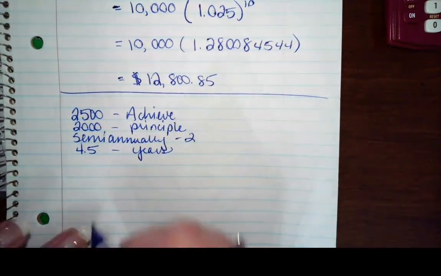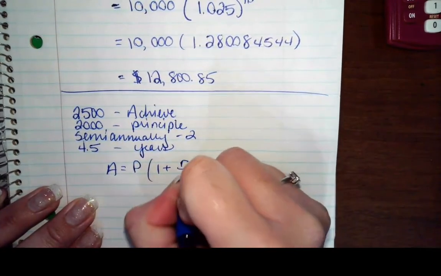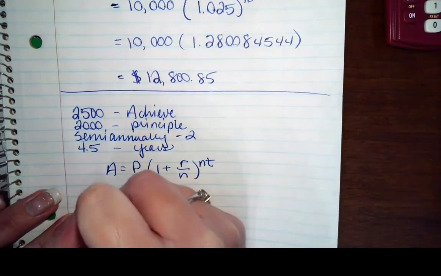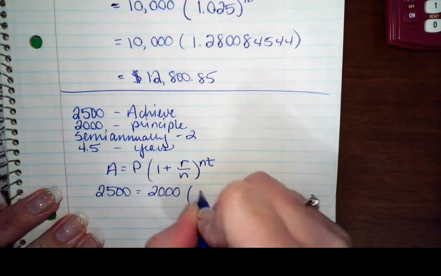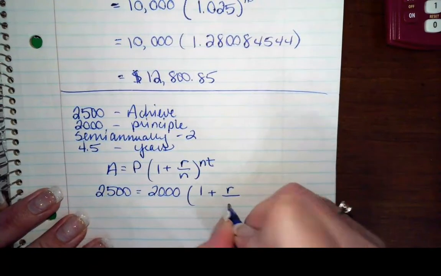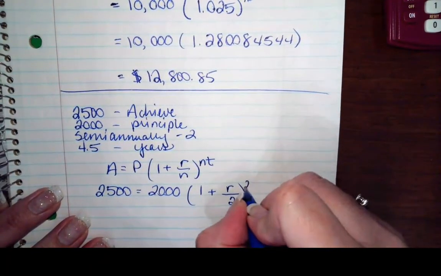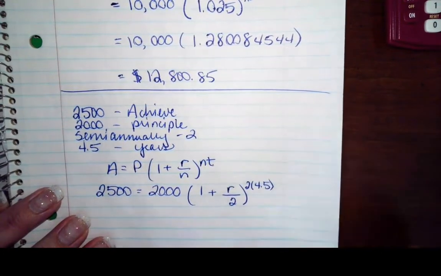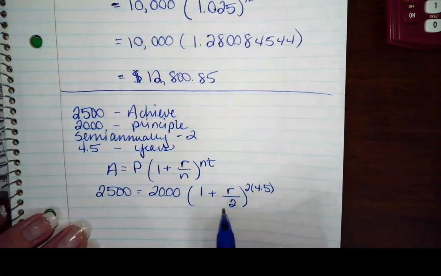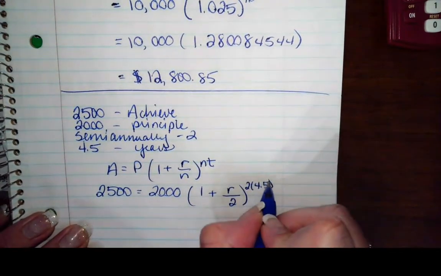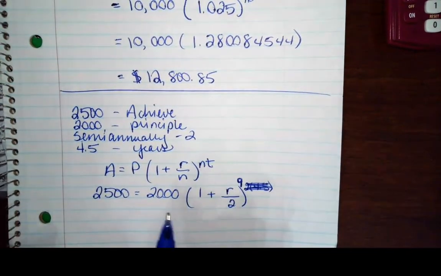So here's what I want. I want A equals P times 1 plus R over N raised to the NT. I want 2,500. I've got 2,000. I've got 1 plus R over N, N is 2, raised to the NT, which is 2 times 4.5. So what do I know? First of all, let's clean this up just a little bit. This can change into a 9, and I stupidly started writing with very little room to write left.